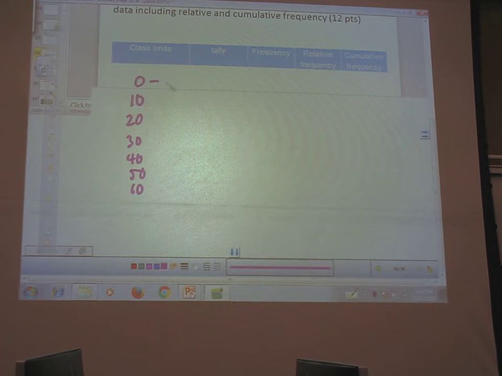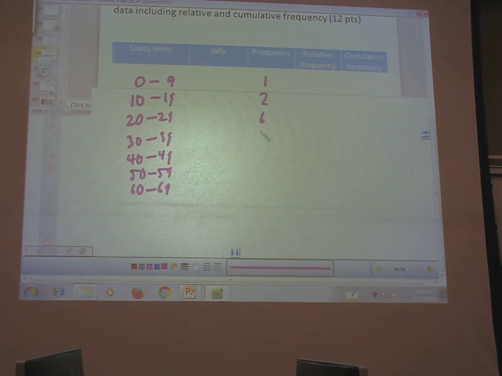60. This one goes from 10 to 19, 29. Okay, and then what are my frequencies? 1, 1, 2, 2, 6, 4, 3, 3, 4, 1, 2, 2, 2.